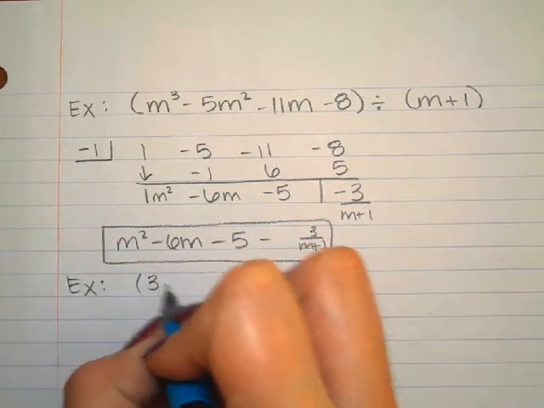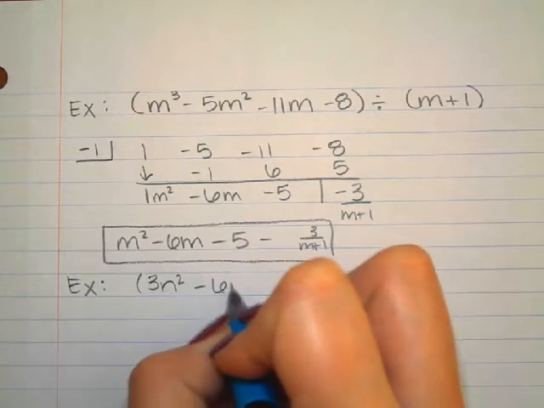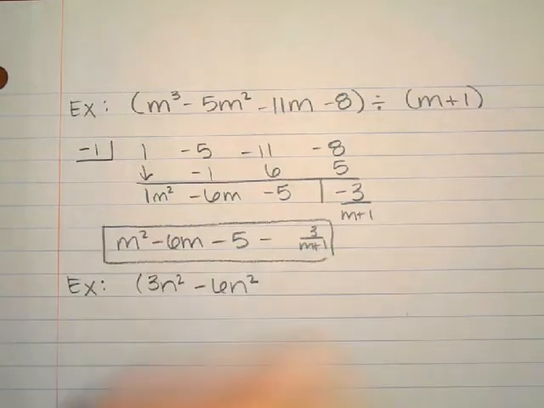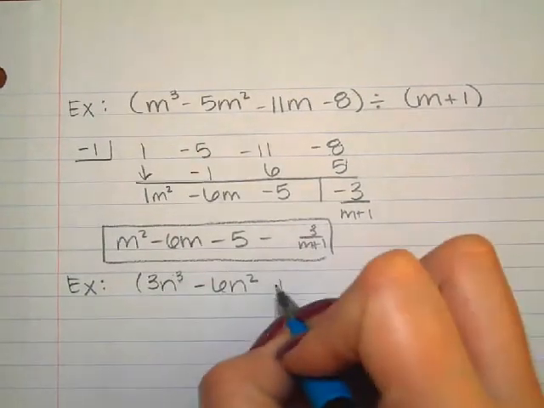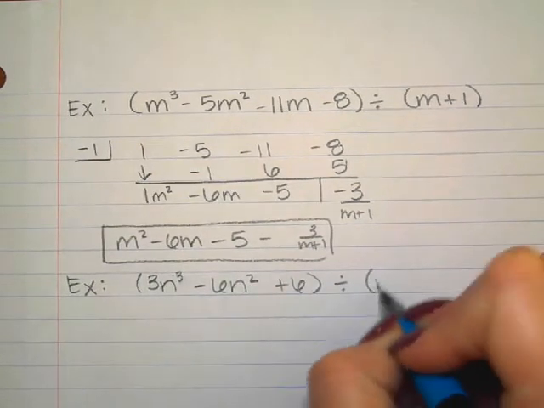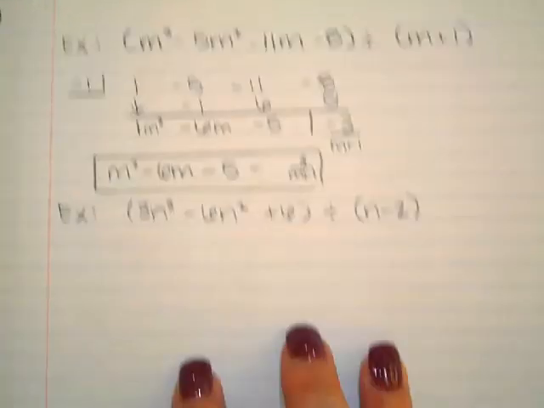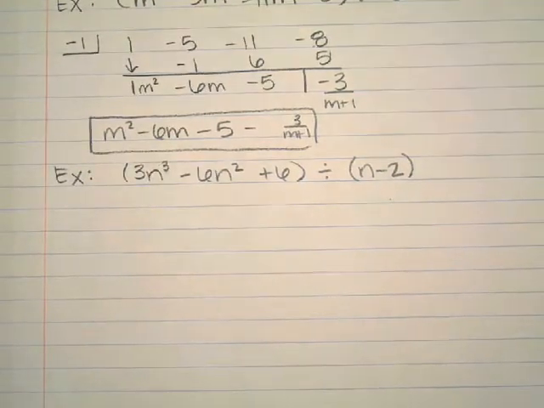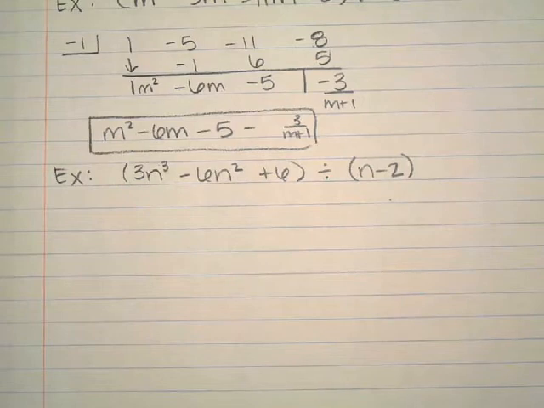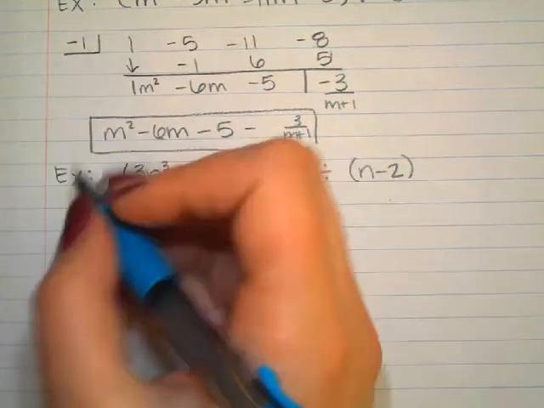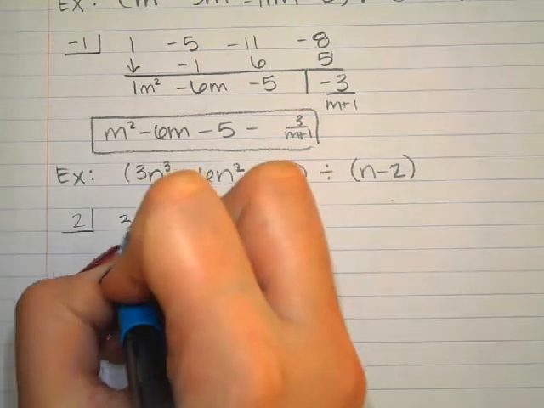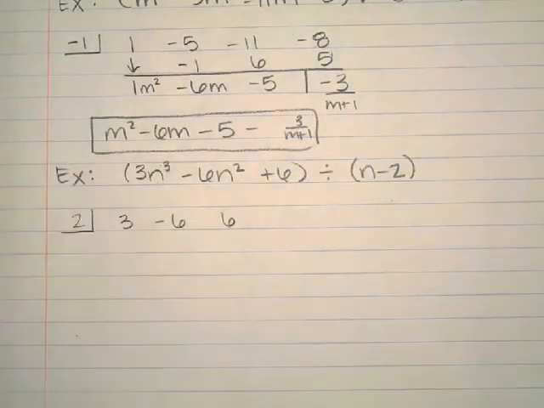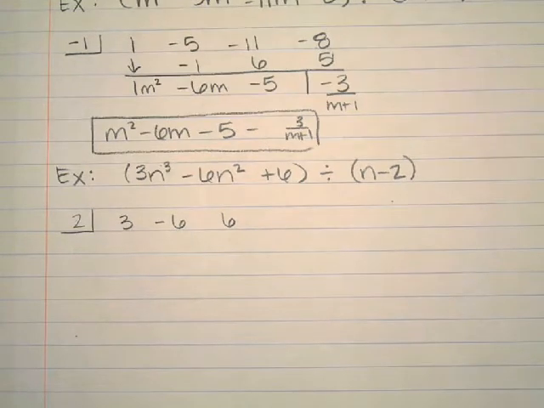All right, for this one, we're going to do 3n squared minus 6n squared. Just kidding. 3n to the third minus 6n squared plus 6 divided by n minus 2. Positive 2. 3, -6, and 6. Is that right? We need a 0. Where does the 0 go?